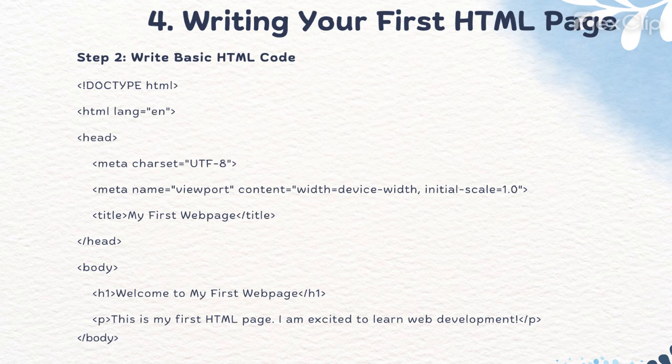Now P means the paragraph tag. Starting paragraph tag, this is my first HTML page. Any text you write goes here. Then the closing tag of P is again slash P. Then the closing body tag. This is the first HTML page code.